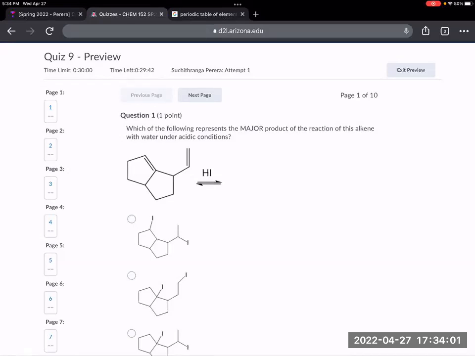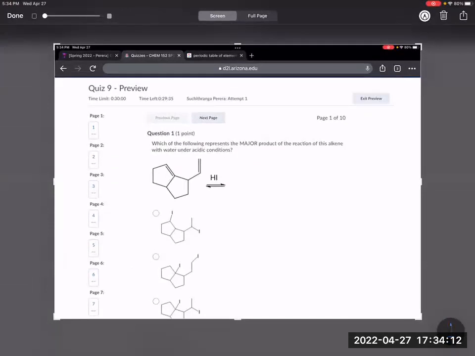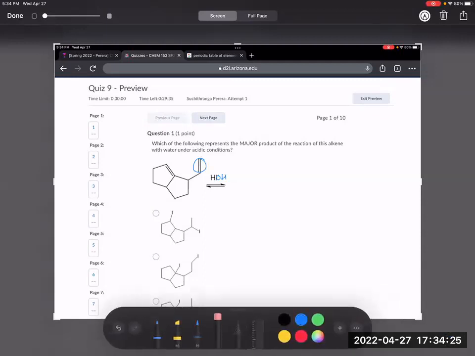We have two alkenes here. If you are going to add HI, let's say, I think this is water, right? Anyway, if we are going to add water onto this double bond, we have two possibilities. One is to get the cation on the terminal carbon, or the other is to get the cation on this carbon.